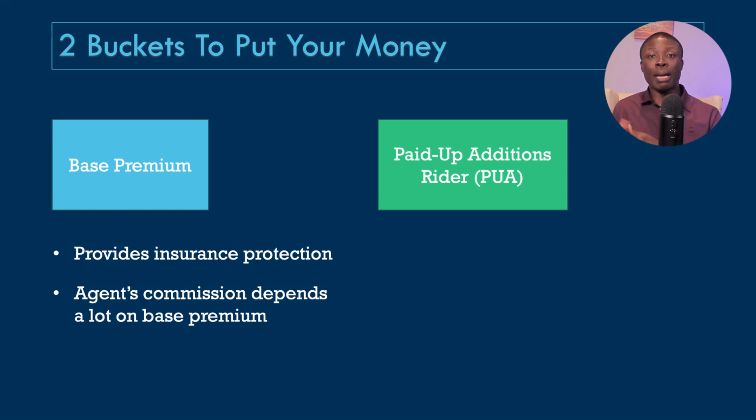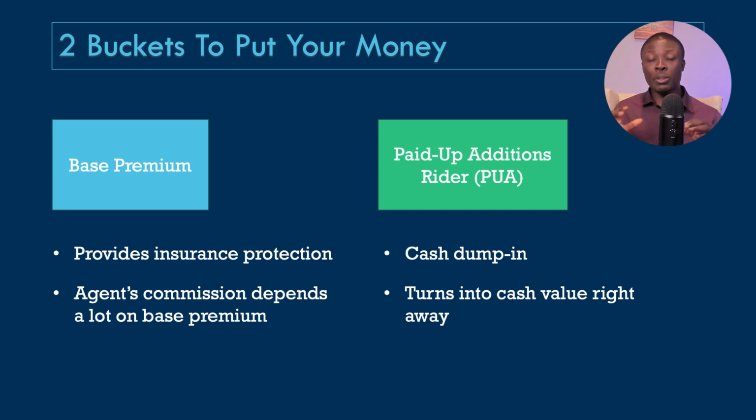Then we have the paid up additions rider or PUA. It's usually called cash dumping because when you put money here, it shows up in cash value almost right away. If you pay, let's say, $10,000 into the PUA, you might see around $9,200 or $9,500 show up in cash value in the first year. This money is accessible right away and begins to earn interest and dividend, which is key to maximizing your cash value. Now, wouldn't it be great if we could put all our money towards the PUA and not the death benefit? Unfortunately, we can't go that aggressive due to certain limits.